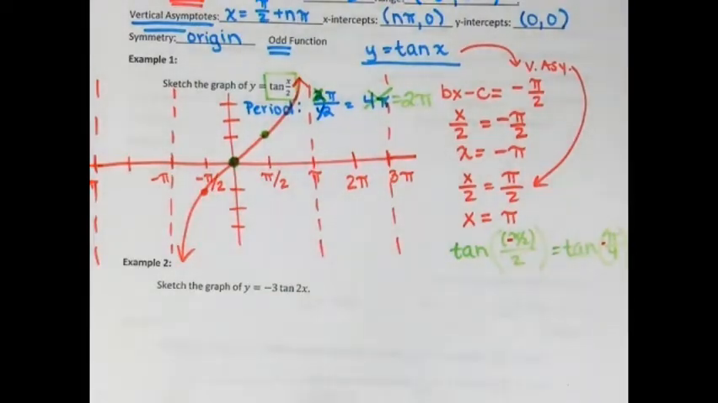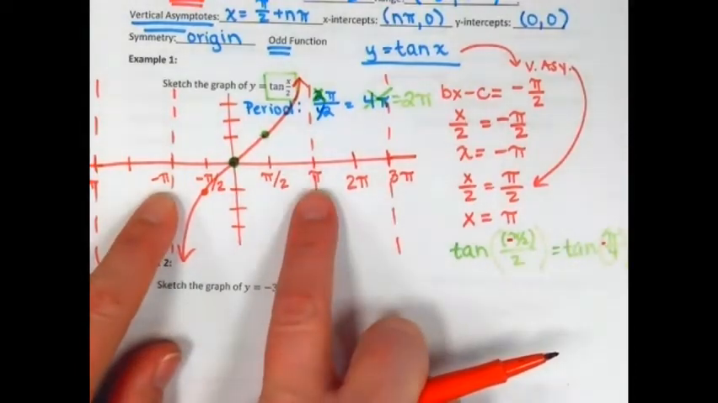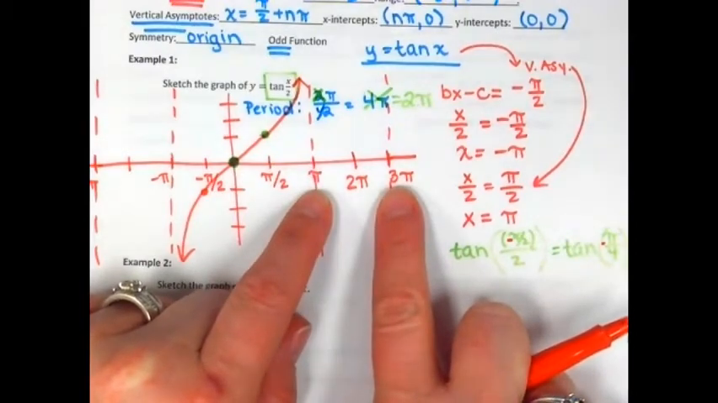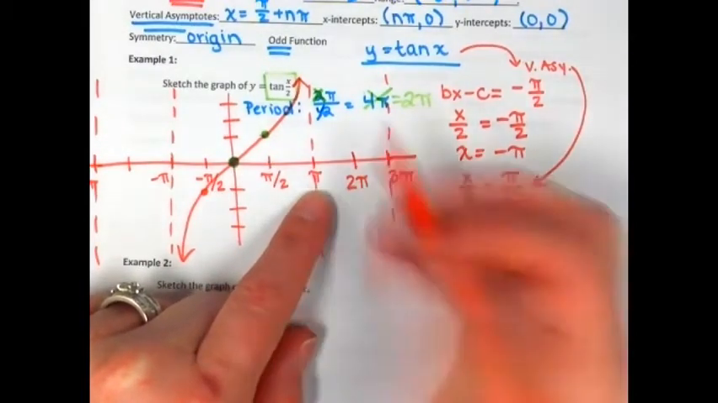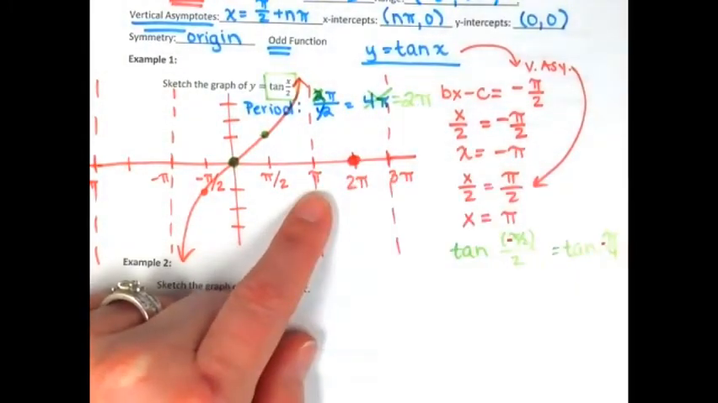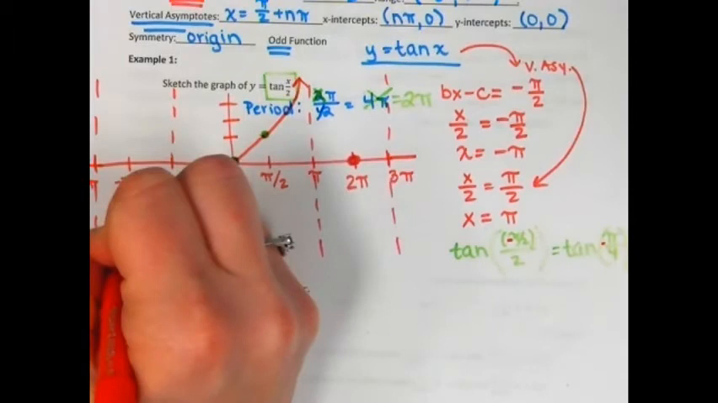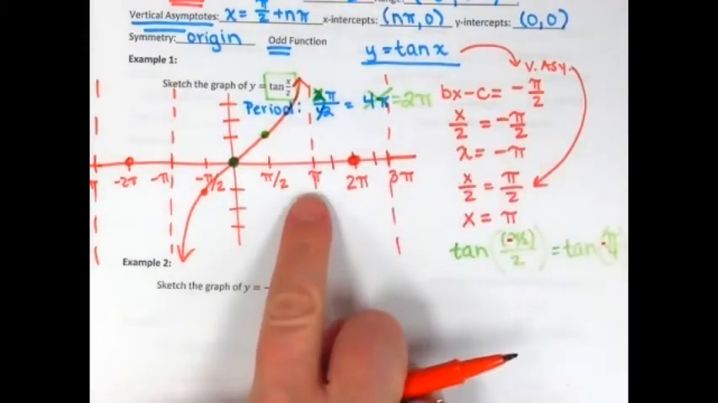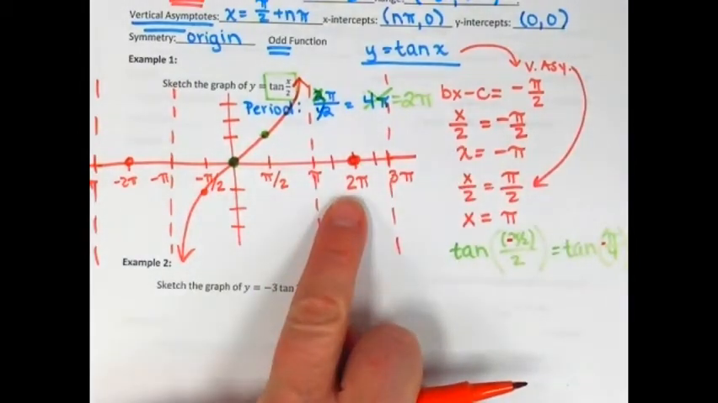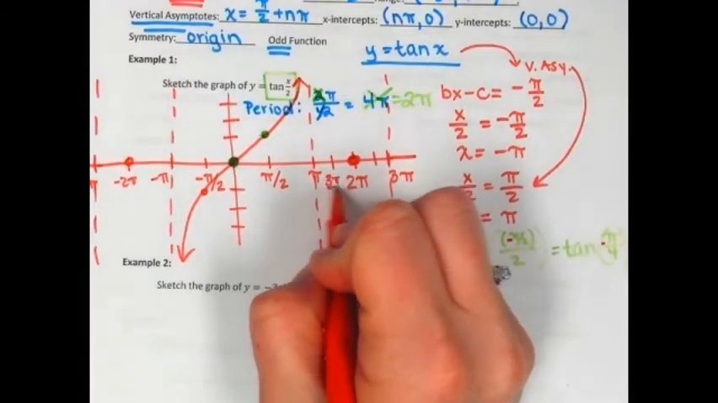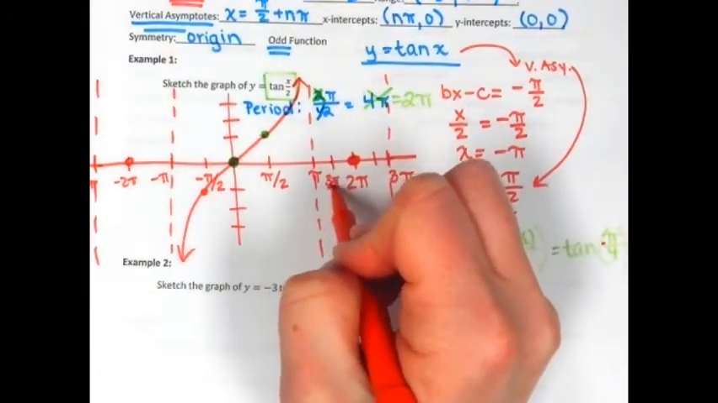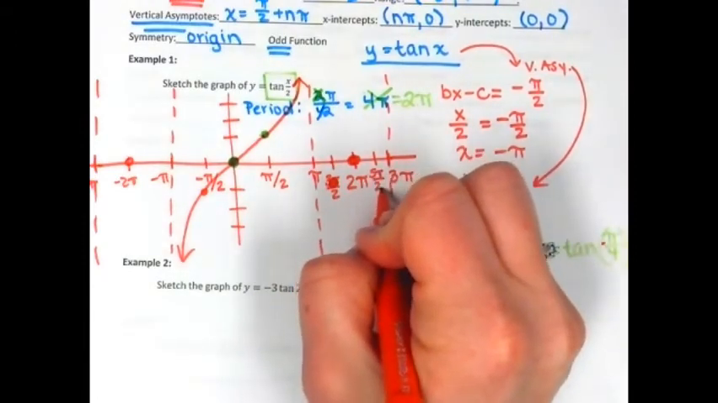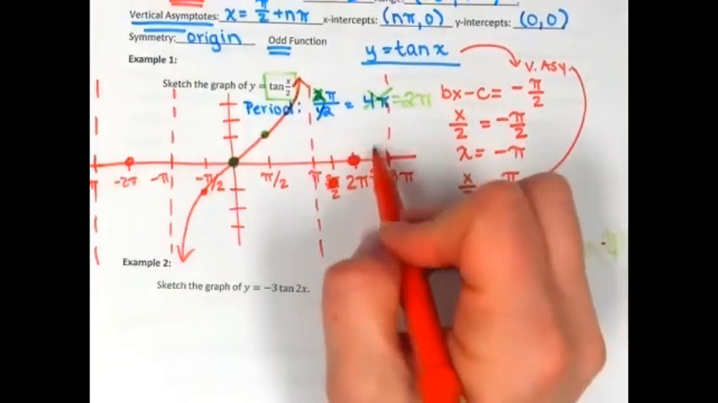So now, if we know between negative pi and pi is 0, what's between pi and 3 pi? 2 pi, right? So wouldn't that be an intercept at 2 pi? And wouldn't it also be an intercept at negative 2 pi? Now, what's in the middle of pi and 2 pi? 3 pi over 2. So we know that one would be at negative 1. And between 2 pi and 3 pi would be 5 pi over 2, right? Wouldn't that be at positive 1?